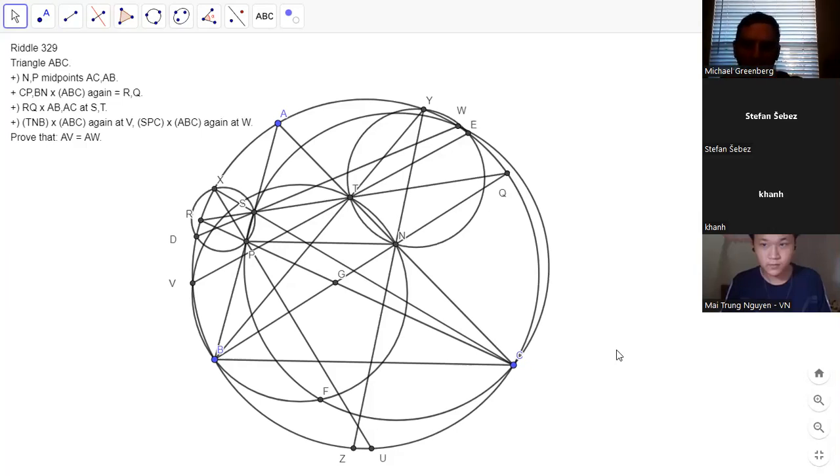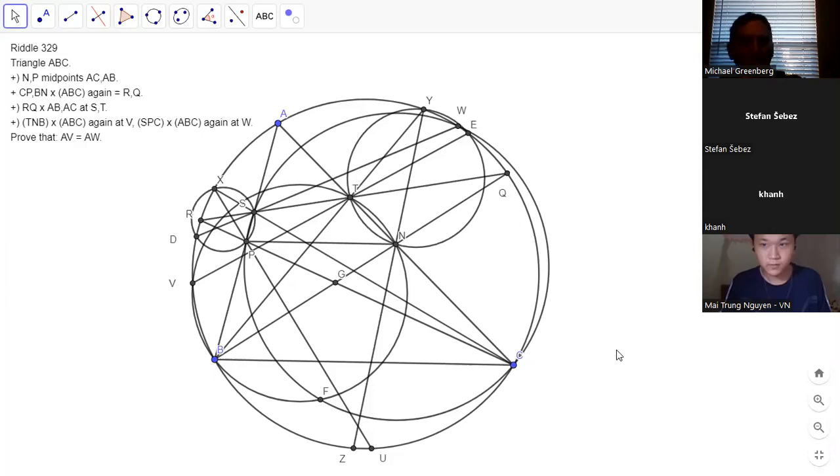Like sine Ceva for XBD and point P. Do you mean XBC? Okay, I think I see.